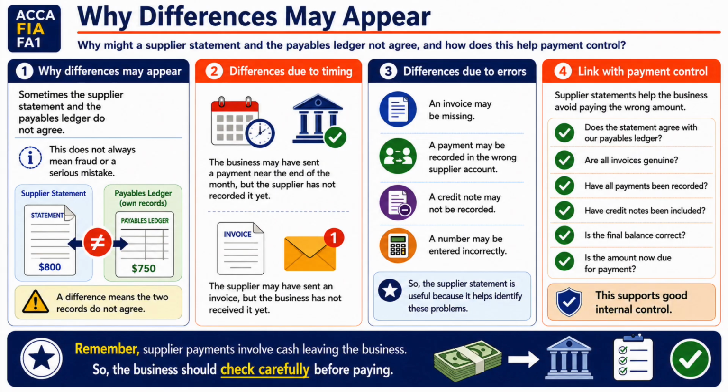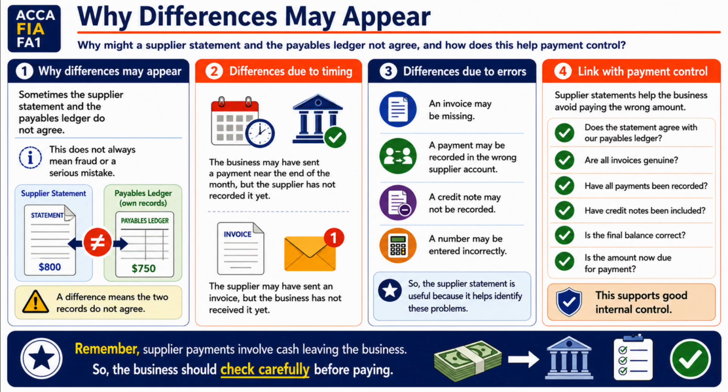Differences may also happen because of errors. For example, an invoice may be missing. A payment may be recorded in the wrong supplier account. A credit note may not be recorded. A number may be entered incorrectly. So the supplier statement is useful because it helps identify these problems.